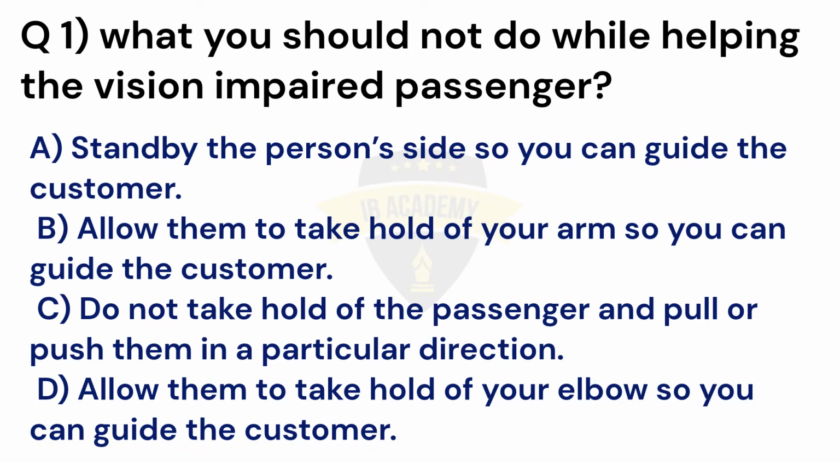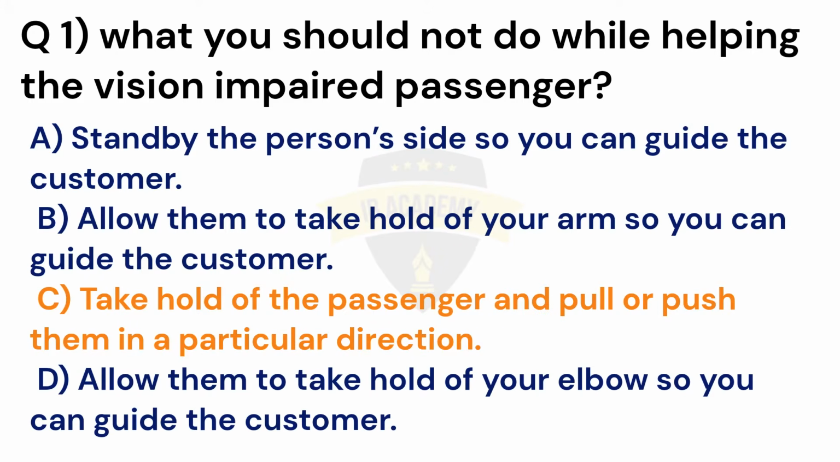Question 1. What you should not do while helping the vision impaired passenger. Option A. Stand by the person's side so you can guide the customer. Option B. Allow them to take hold of your arm so you can guide the customer. Option C. Do not take hold of the passenger and pull or push them in a particular direction. Option D. Allow them to take hold of your elbow so you can guide the customer.